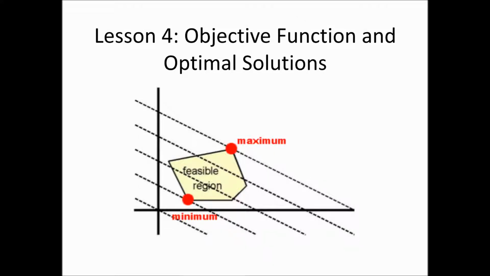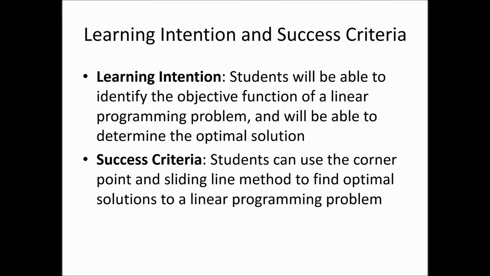Lesson 4, the objective function and optimal solutions. And this is really the last little bit of theory for Chapter 15. The learning intention for this is that students will be able to identify the objective function of a linear programming problem and will be able to determine the optimal solution.